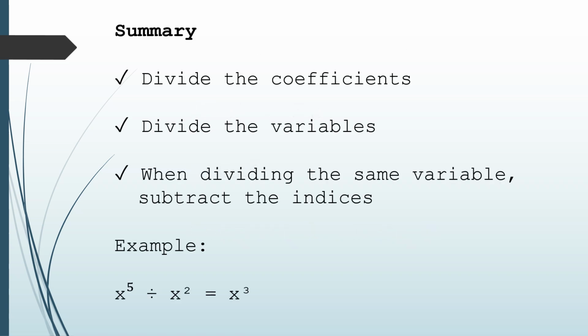Let's summarize. Divide the coefficients, divide the variables. When dividing the same variable, subtract the indices. For example, x to the power of 5 divided by x squared equals x cubed.